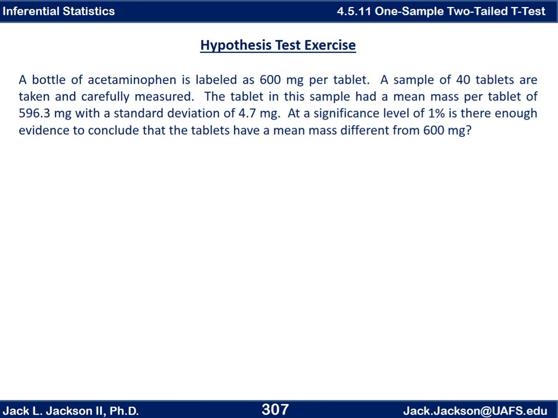So a bottle of acetaminophen is labeled as 600 milligrams per tablet. A sample of 40 tablets are taken and carefully measured. The tablets in this sample had a mean mass per tablet of 596.3 milligrams with a standard deviation of 4.7 milligrams. At a significance level of 1%, is there enough evidence to conclude that the tablets have a mean mass different than 600 milligrams? See if you can work this all out.